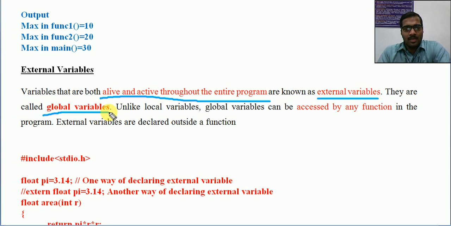A variable that is declared above the main, or if you have some other function, even above that function definition, if you have this variable declaration, that is called a global variable. As the name indicates, its lifetime is till the end of the program. Within any function we can access this global variable. So unlike local variables, global variables can be accessed by any function in the program.